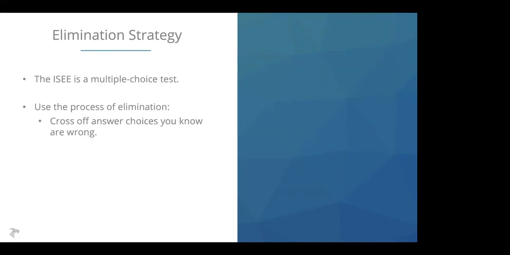The first strategy is process of elimination. The questions are multiple choice, so you know the correct answer is there. Don't forget to use the answer choices to help you find the correct one. If you don't know the answer, eliminating answer choices is a great place to start. Start by crossing off the choices you know are wrong. Then, if needed, make an educated guess. Eliminating answer choices will increase your chance of choosing the correct answer.